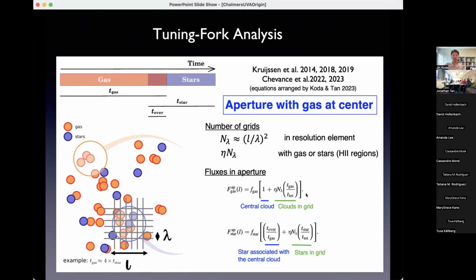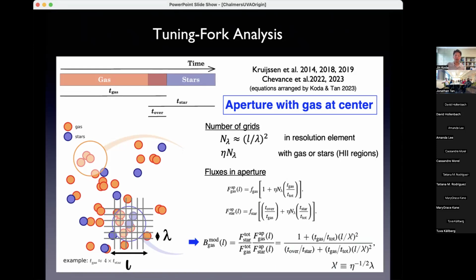For stars, we do the same thing. And again, we have the aperture on top of a gas particle. So the number of cells within an aperture which have star particles is eta N, which is the total number of cells with either gas or stars, multiplied by the fraction with stars, T star over T total. That's the number of cells which have a star particle. The central cloud may or may not have stars, and the probability is T star over T gas. And if you multiply by the average star flux, either H alpha flux or 24 micron, UV, whatever tracer you want to use, that gives you the total star flux within the aperture. So if you divide one by the other, you can get this relationship.